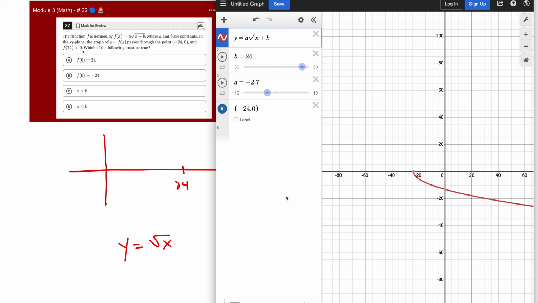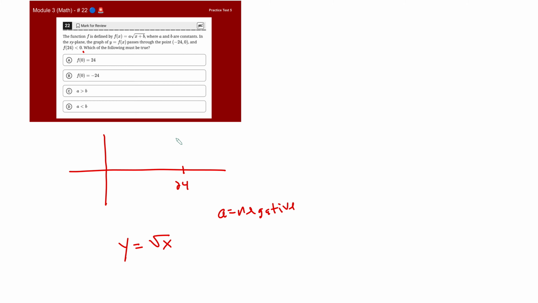Is a greater than b? Well, here's a right here. a is negative 2.7, b is 24. So no, a is not greater than b. a is less than b, right? Negative 2.7 is less than 24. So our answer is D. And that's it. And so the graph looks like this, I guess.